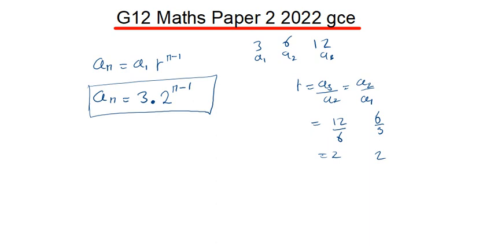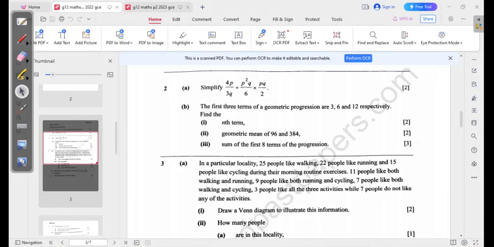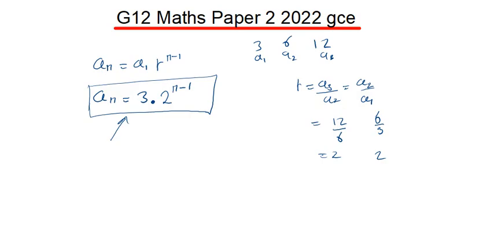Of course, one might want to simplify that. I'm going to leave it that way. We also have to find the geometric mean of 96 and 384. So to find the geometric mean, here's how we determine it.